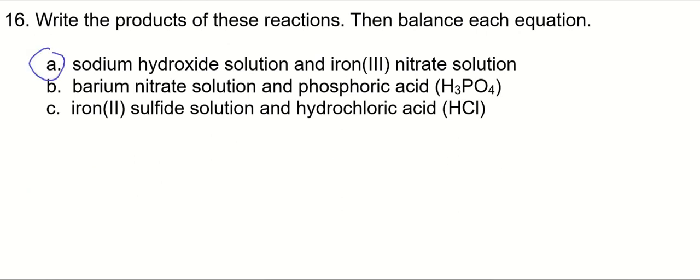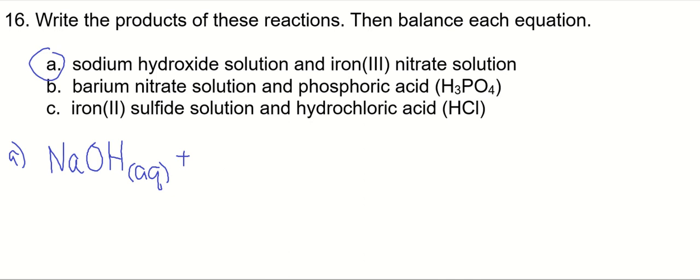Sodium hydroxide solution is NaOH, one positive, one negative, so they're going to cancel out, (aq). These are notorious for being reactions in solution, so oftentimes they'll all be aqueous except for the one precipitate.